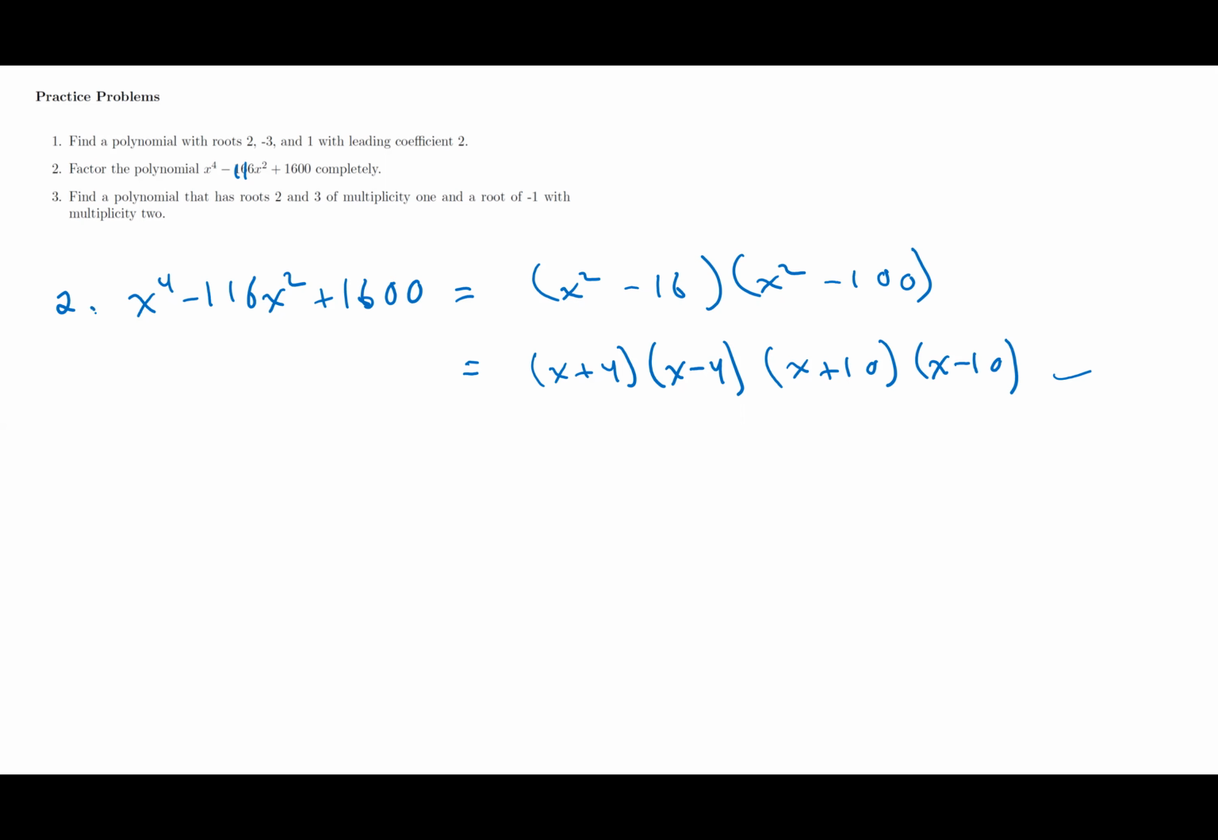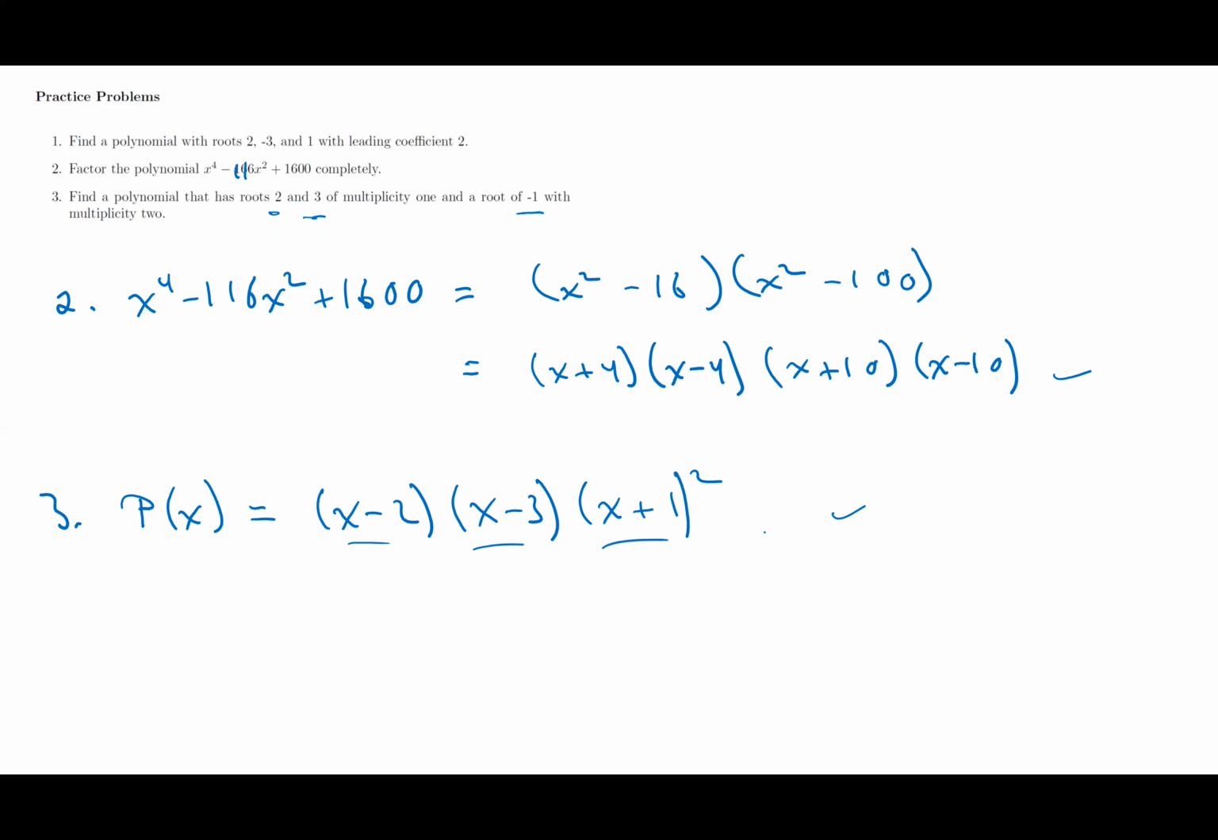And now number 3. So roots 2 and 3 of multiplicity 1 and a root of negative 1 with multiplicity 2. Okay. 2 and 3 of multiplicity 1. So that's going to mean x minus 2 is a factor, x minus 3 is a factor. A root of negative 1, so x plus 1 with multiplicity 2. Okay. And there it is. And again, notice, you tell me the roots, I know the factors. Okay. It's a big connection in this section.